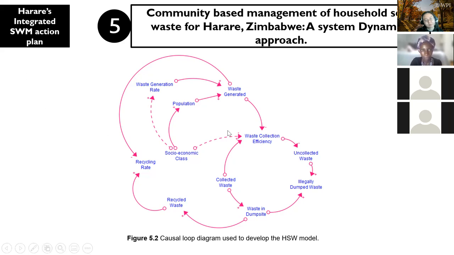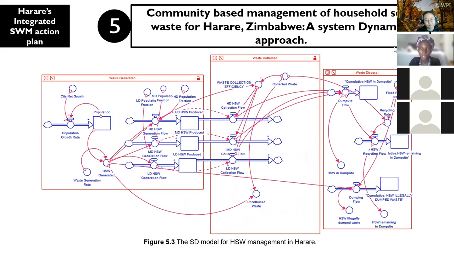So for example, when we talk about waste collection efficiency, we know that there are other issues that can affect it, like the number of collection trips, the number of vehicles that they have, the capacity of the vehicles, and all that kind of stuff. But all of this data we did not have, so we couldn't include those variables here. So we just took it as waste collection efficiency because we had data for it. So this was the causal loop diagram that we ended up using to develop the waste model. So this is the model that we used.